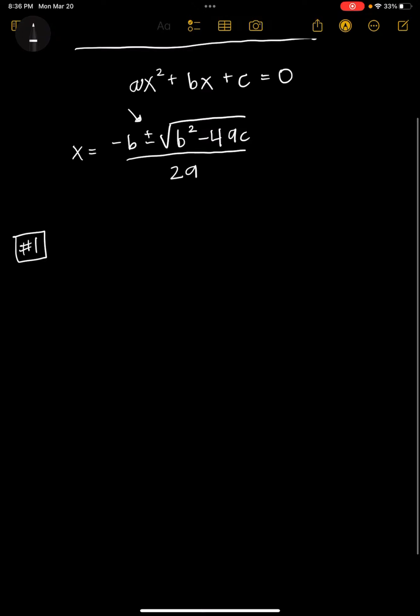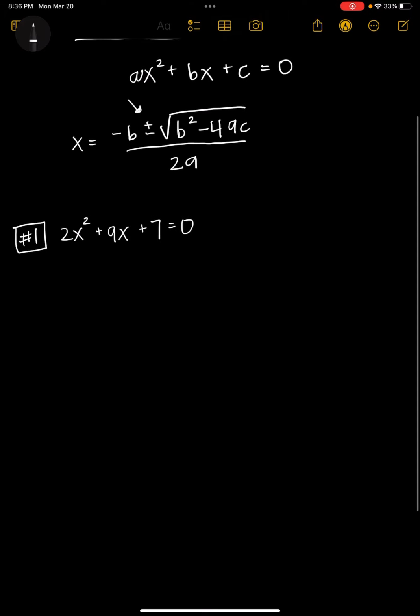So the first example is 2x squared plus 9x plus 7 is equal to 0. So the first thing I'm going to do is figure out what my a, b, and c are. In this case, it's already set up in standard form where you have the x squared term, then the x term, then the constant term. And so that tells me that a is equal to the number in front of x squared, which is 2. B is equal to the number in front of x, which is 9, and then c is the constant number, which is 7. So these are my three numbers.